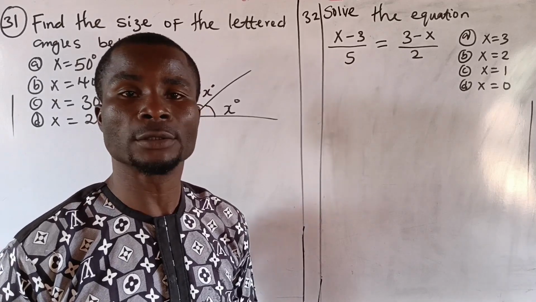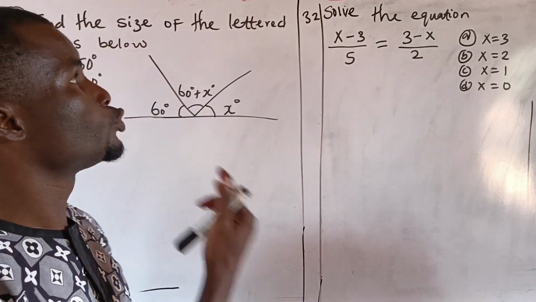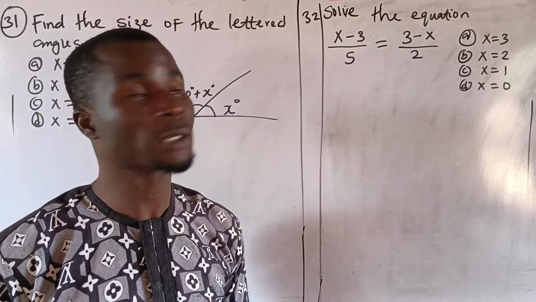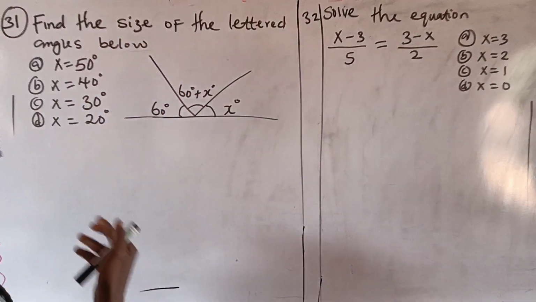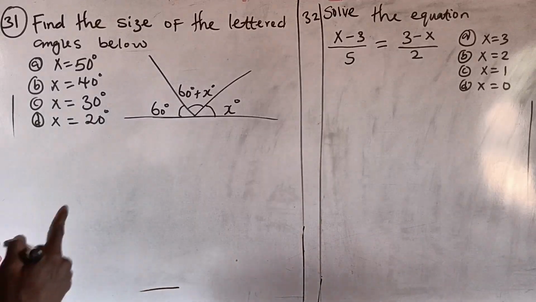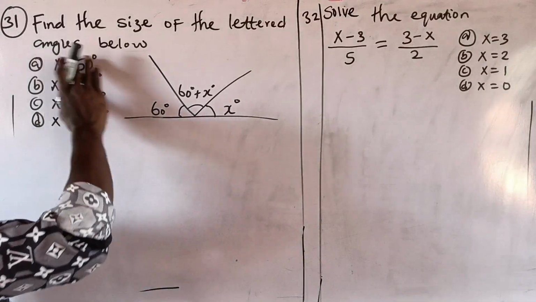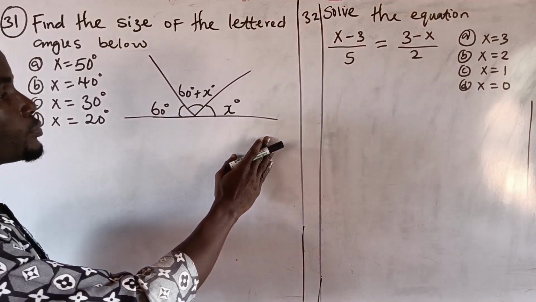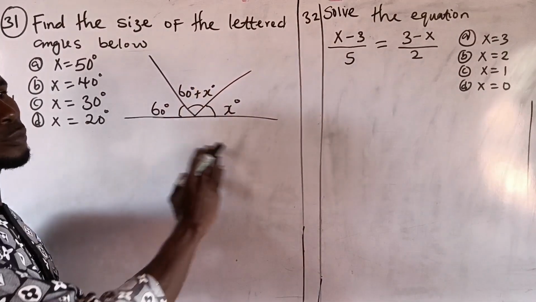All right, we are still on BECE 2025. That is last year's past question on junior WAEC. So we are in number 31. The question is, find the size of the lettered angles below. Look at the angles. Look at the diagram.